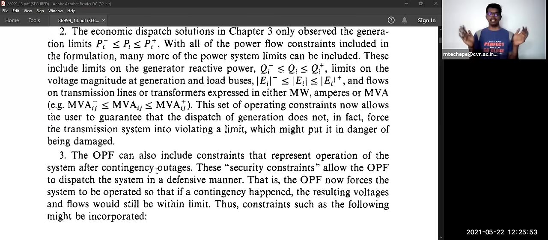For example, 5 kilometers of line is there. So whatever the power that is being transferred, without any disturbance, should it reach the particular receiving end voltage or not. So within that, if any contingencies happen, any outages happen, that is how we are going to analyze. So that contingency analysis, outages also, we have to consider.